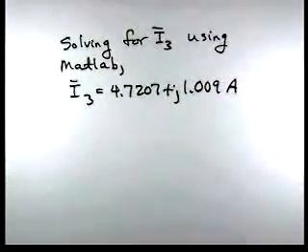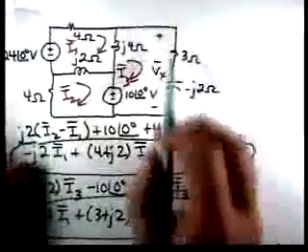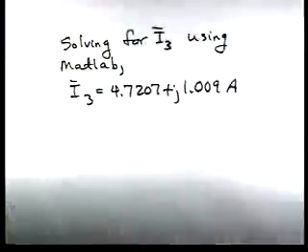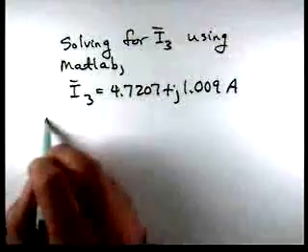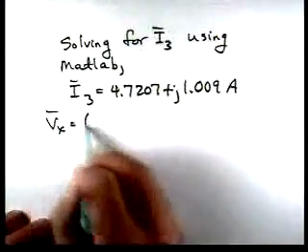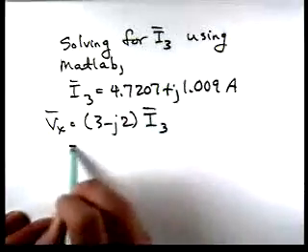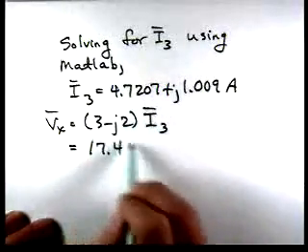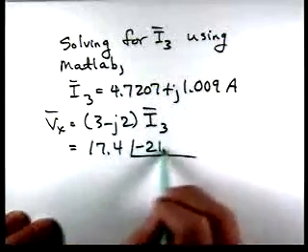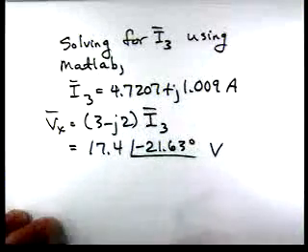And again, looking back at our circuit, we can see that Vx is (3 minus j2) times I3. So (3 minus j2) times I3, that's 17.4 at angle minus 21.63 degrees.